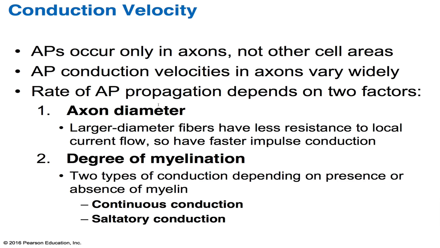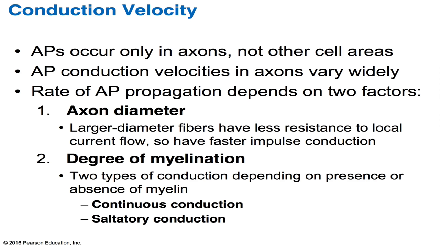Now let's take a look at the conduction velocity, or the speed at which the action potential travels. Keep in mind that action potentials only occur in the axons. They don't occur in the dendrites or the cell body, only in the axons. No other area of the cell has an action potential. The action potential conduction velocity in axons varies widely. The rate of action potential propagation depends on two factors: one is axon diameter, and two is the degree of myelination. For the axon diameter, the larger diameter fibers have less resistance to local current flow, so we have faster impulse conduction.